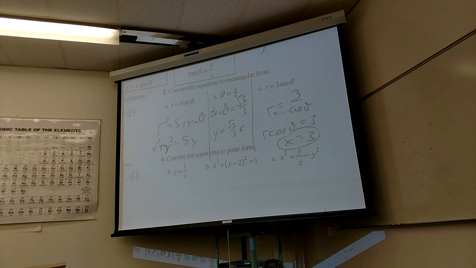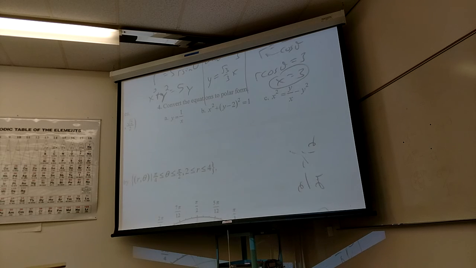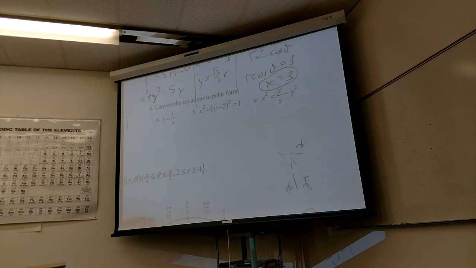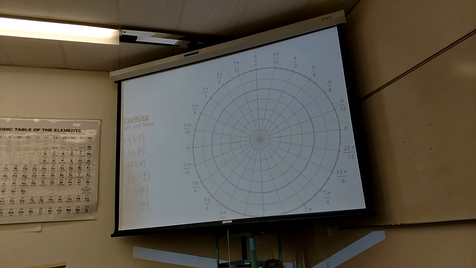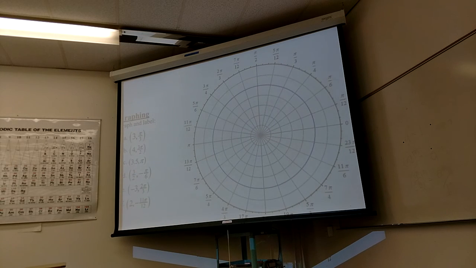What time is it? All right, we'll finish this out next time. But you should try to do some of this on your own, especially down here. You know the graphing is going to be a piece of this stuff that we're going to do.